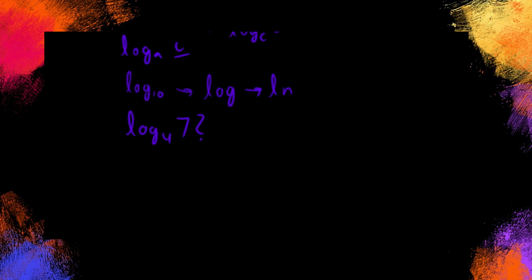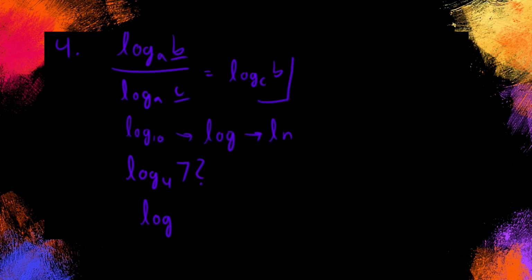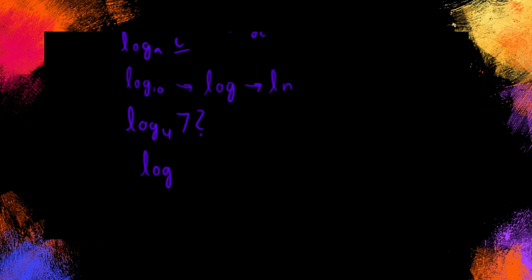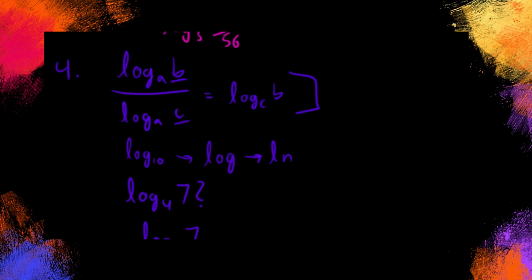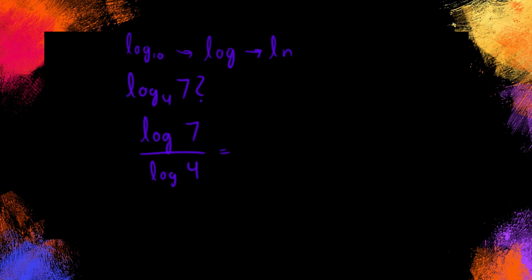Alright, so I hope you got a chance to think about this for a bit, but essentially what we can do is use this rule up here, which you probably guessed. We can take log of 7 and divide by log of 4, and by the above rule, we're going to get log 4 of 7.